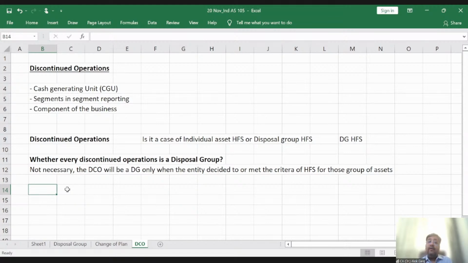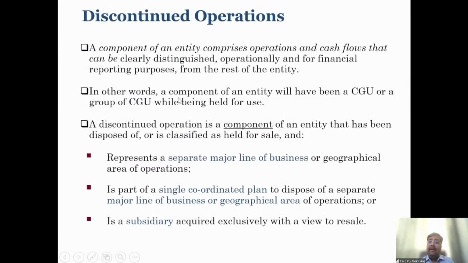Right? Right. But what are the presentation and disclosure requirements? I'll tell you. Before that, let me discuss this thing, and then I'll come to the presentation and disclosure requirements, because it is very important.